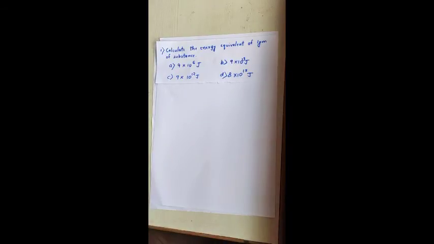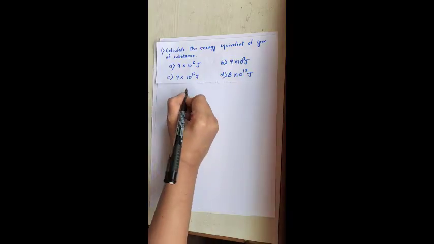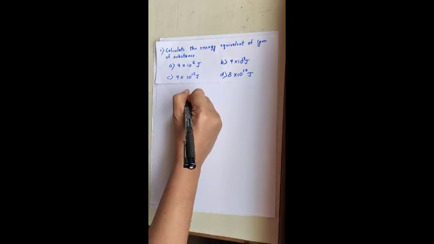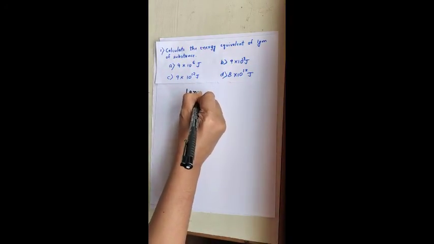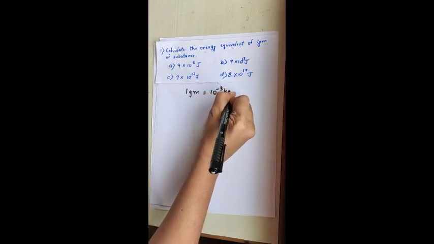So let us solve some problems based on the formulas we studied now. First question: calculate the energy equivalent of 1 gram of substance. The options given are 9 into 10 power 6 joules, 9 into 10 power 13 joules, 9 into 10 power 12 joules, and 8 into 10 power 12 joules. So they have given you the amount of substance as 1 gram. So 1 gram is nothing but 10 power minus 3 kg.